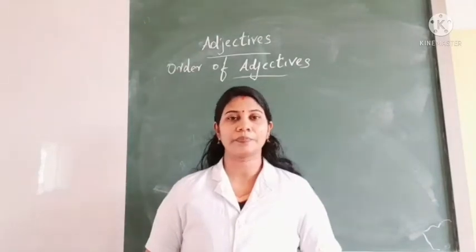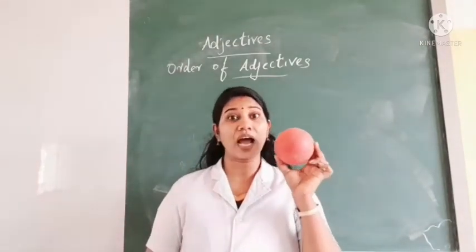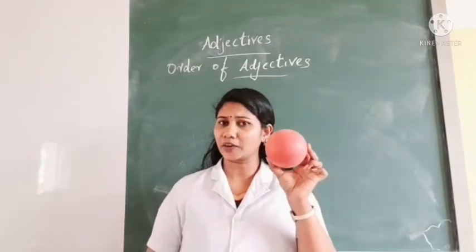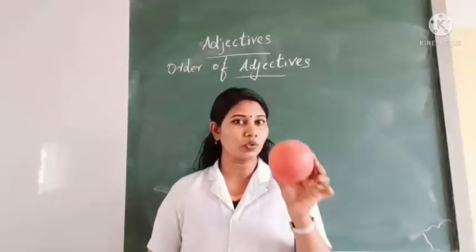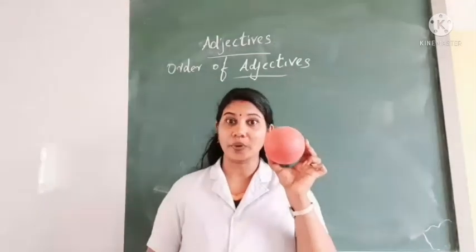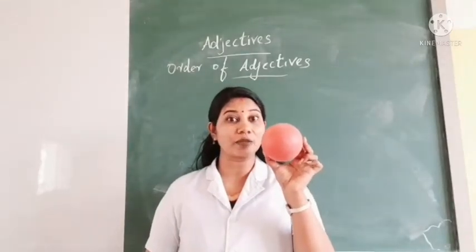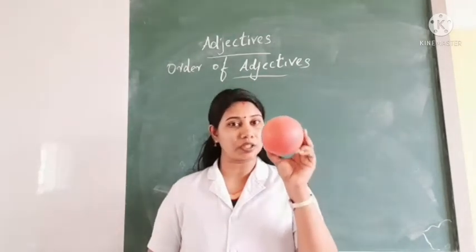For example, this is a ball. So which are the words we can use to describe this ball? What is the color of this ball? This is red. So we can use the color red to describe this ball. This is a red ball. And what is the material? This is a plastic ball. So we can use plastic also to describe this ball.